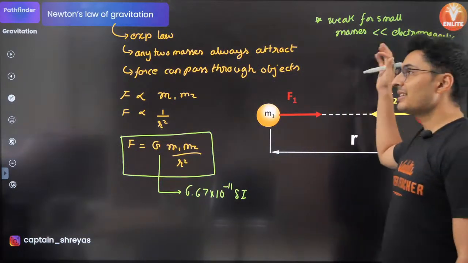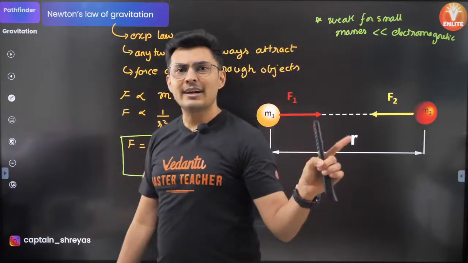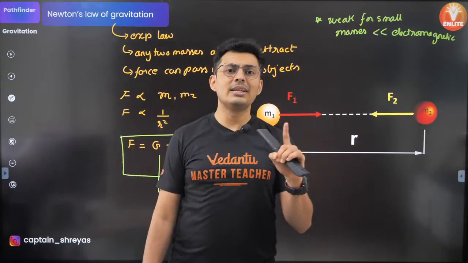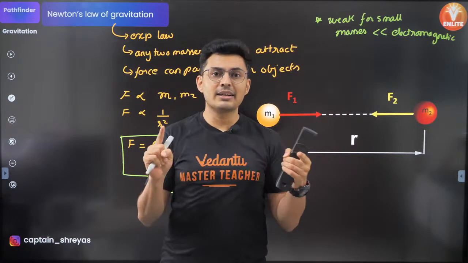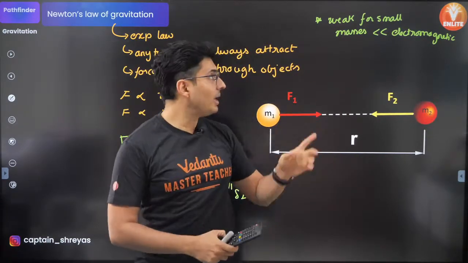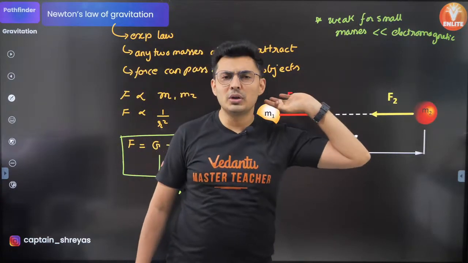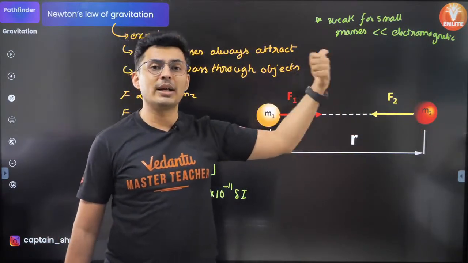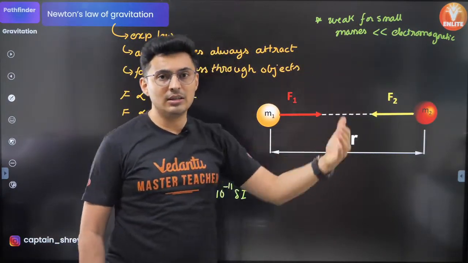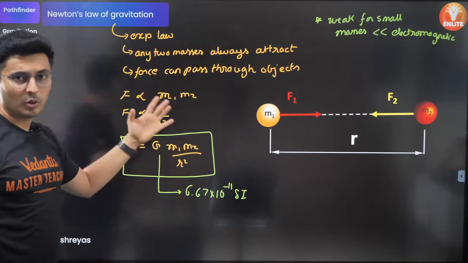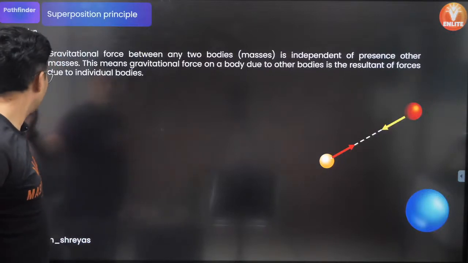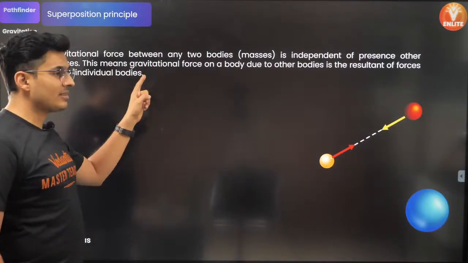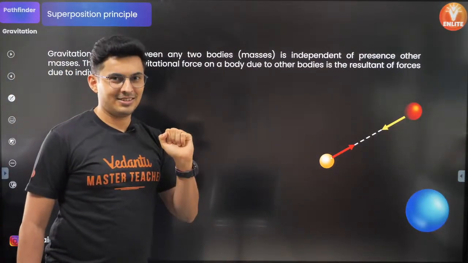You will see that in the chapter of electromagnetism, electrons and protons will attract. There you will never worry about the masses of the electron and proton creating gravitational force, because when the masses are small, it's going to hardly matter. Electromagnetic force will dominate over the gravitational force. These are the pointers which you should keep in mind. Okay, so the next point that you should know is the principle of superposition.